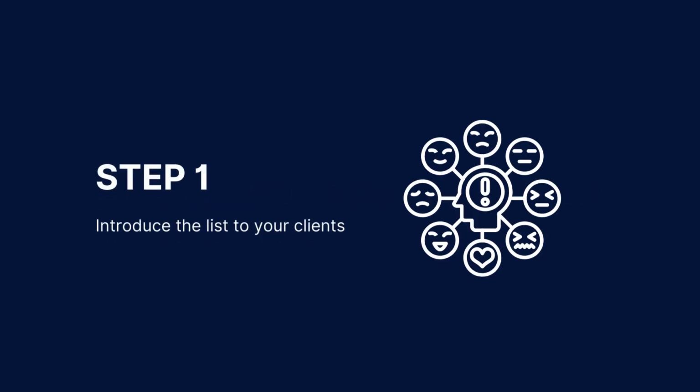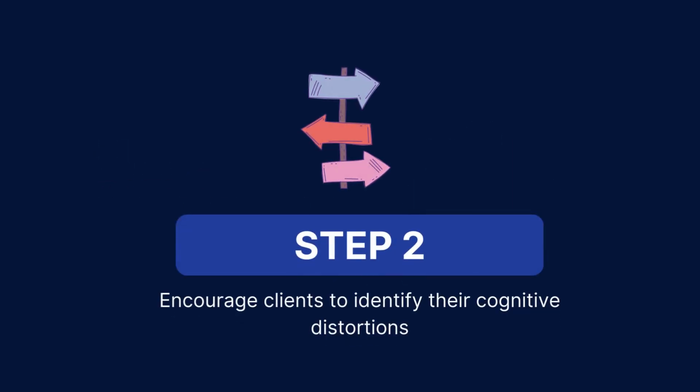To use our free Cognitive Distortion List, follow these steps. Download our Cognitive Distortion List from the Carepatron platform, which you can find in the link in the description. Explain to your clients what each cognitive distortion means and how it might manifest in their thinking. This step is crucial in helping your clients understand their thought processes better. Guide your clients to reflect on their thoughts and feelings and identify any thought patterns that align with the distortions listed. Encourage honesty and openness during the process.